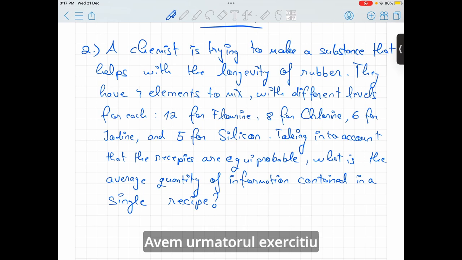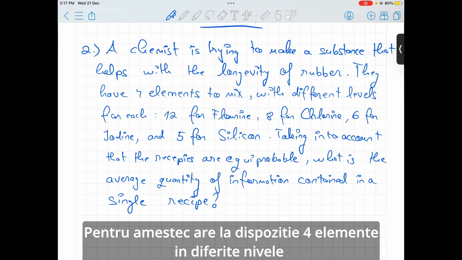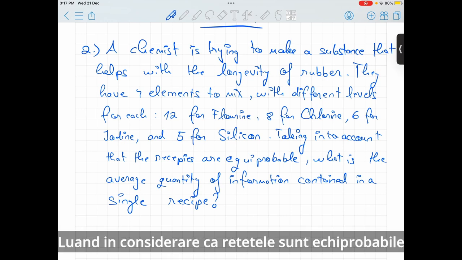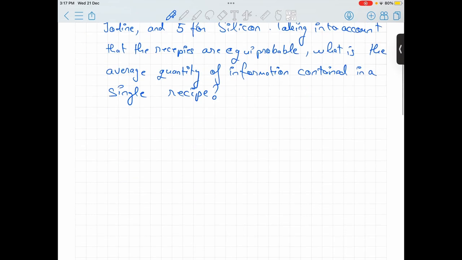We have the following exercise. A chemist is trying to make a substance that helps with the longevity of rubber. They have 4 elements to mix with different levels for each: 12 for fluorine, 8 for chlorine, 6 for iodine, and 5 for silicon. Taking into account that the recipes are equiprobable, what is the average quantity of information contained in a single recipe?